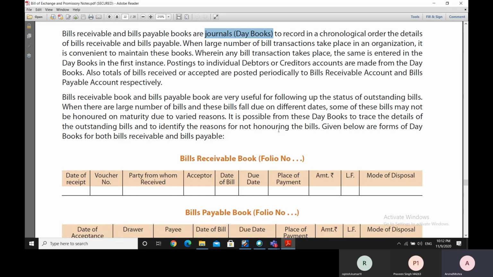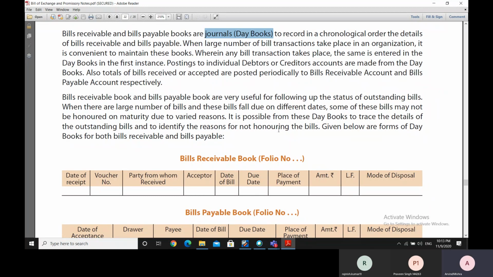Now, bills receivable book and bills payable book are very useful books for following up the status of the outstanding bills. So if at any time we want to find out the status of the outstanding bills, we just look at our bills receivable book and bills payable book. When there are a large number of bills falling due on different dates, some of them may not get honored on maturity due to various reasons, and from these day books we can trace the details of those outstanding bills and also identify the reasons for not honoring the bills.